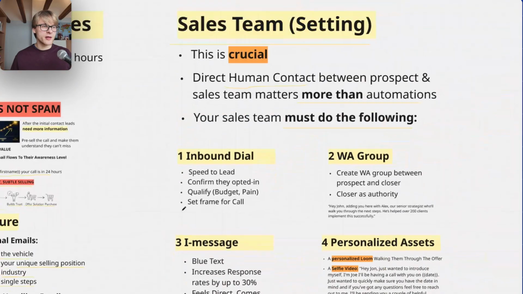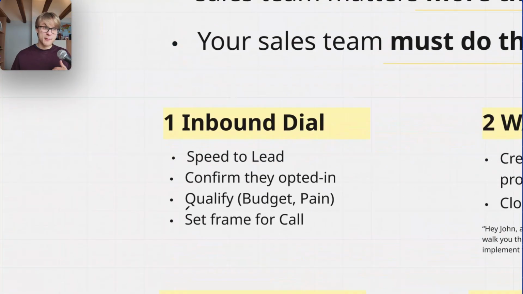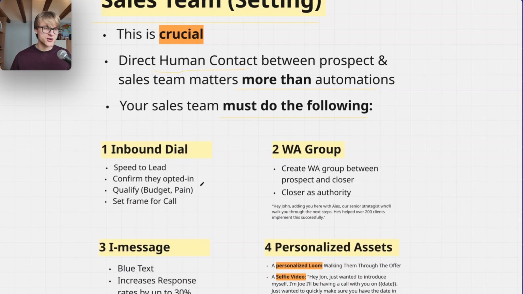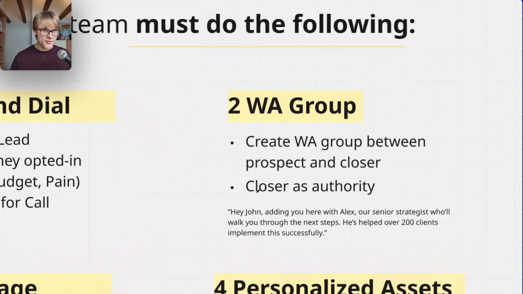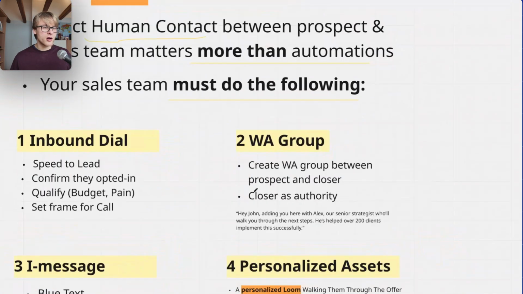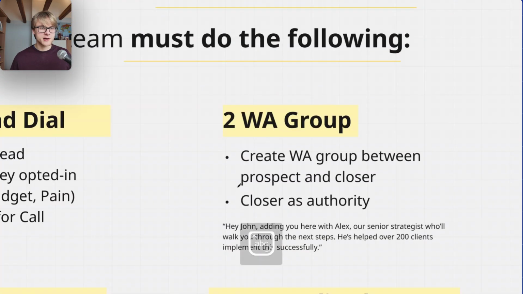So first of all, inbound dial. Once an application comes in through the partial submit point or whatever, or generally a call, we want to make sure the setter dials them. Speed to lead is crucial. Confirm they opted in, qualify them, and set the frame for the call. Triage them essentially. Then the setter on the call creates a WhatsApp group between the prospect and the closer and presents the closer as an authority.